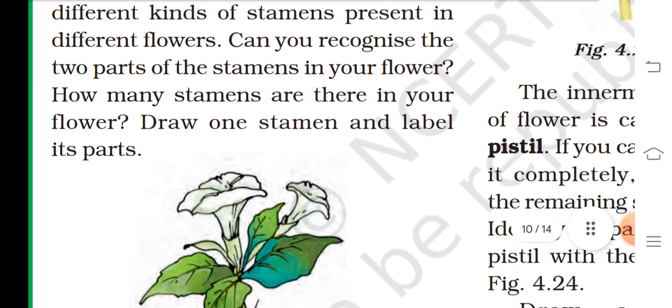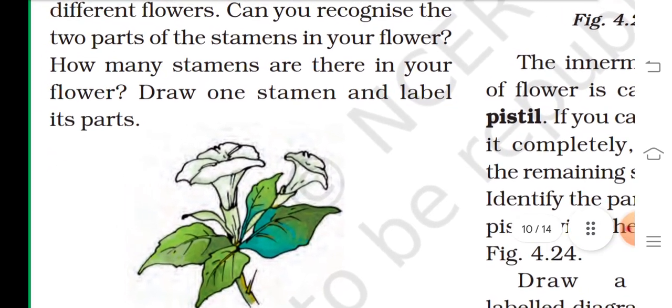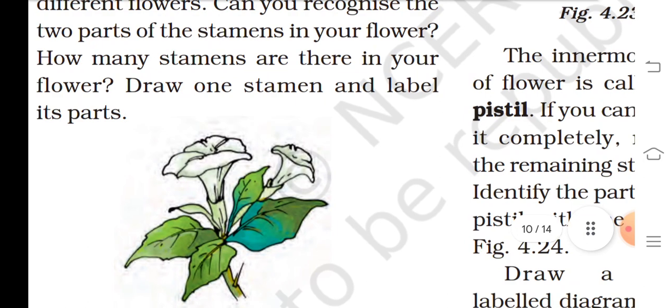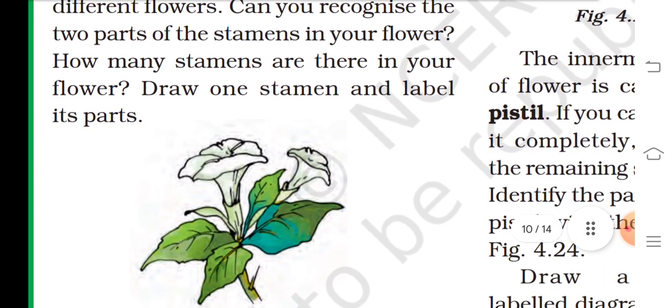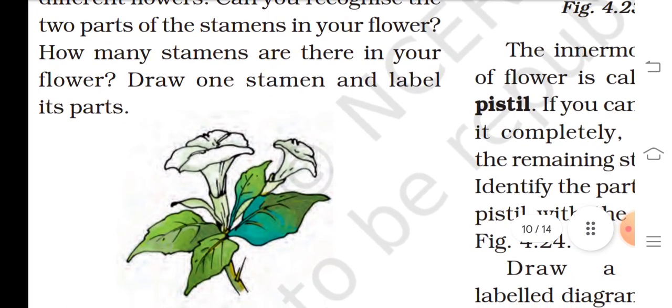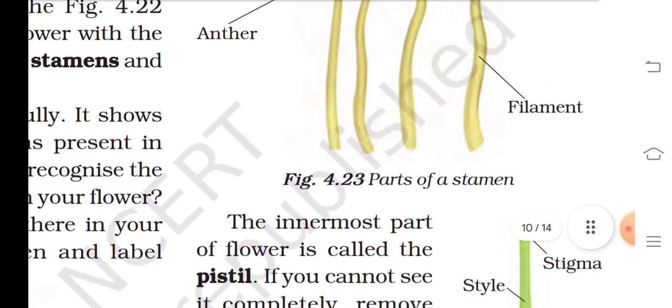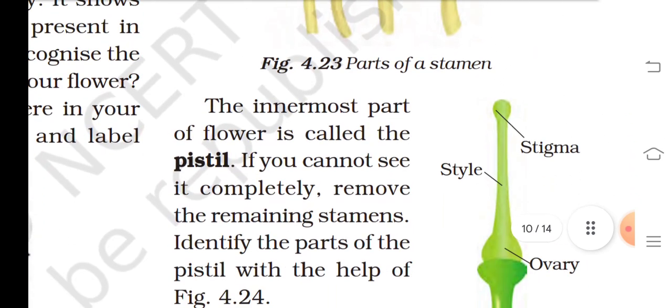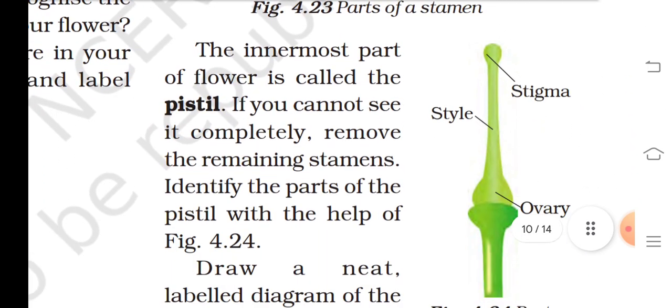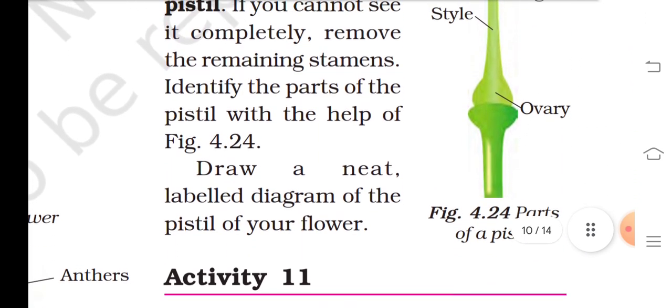Can you recognize the two parts of the stamen in your flower? How many stamens are there in your flower? Draw one stamen and label its parts. Anther and filament are parts of the stamen. Stigma, style and ovary are parts of the pistil.